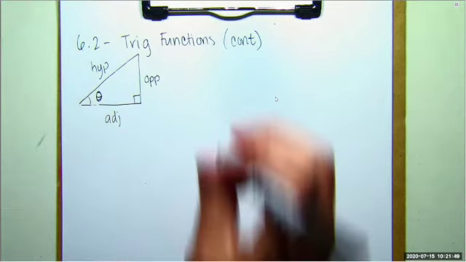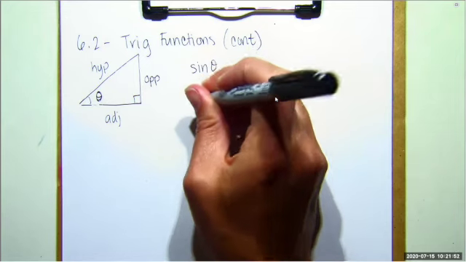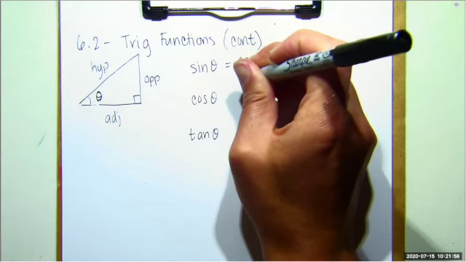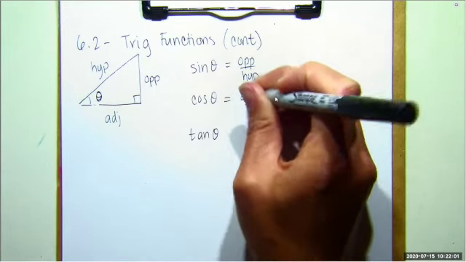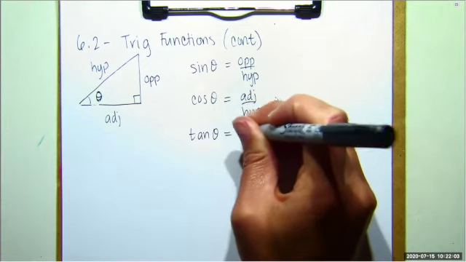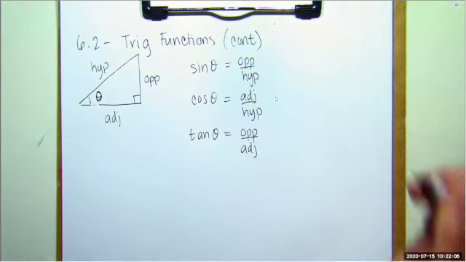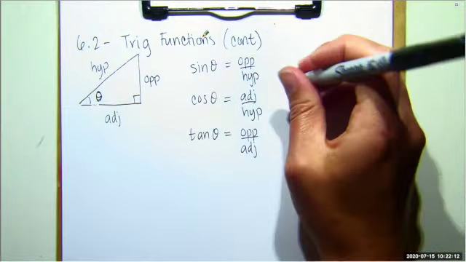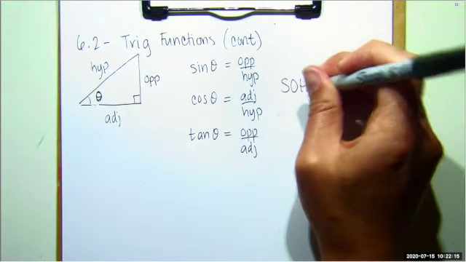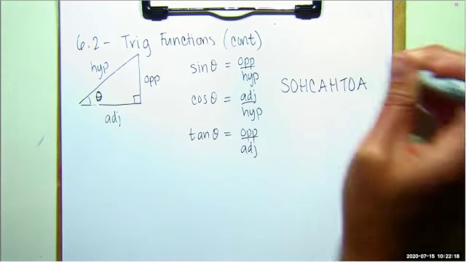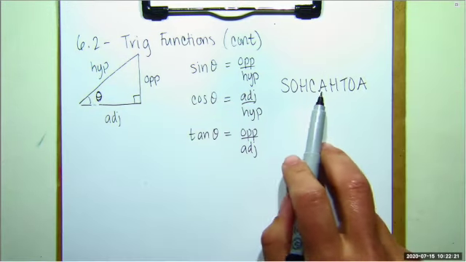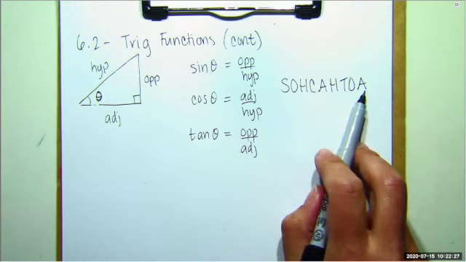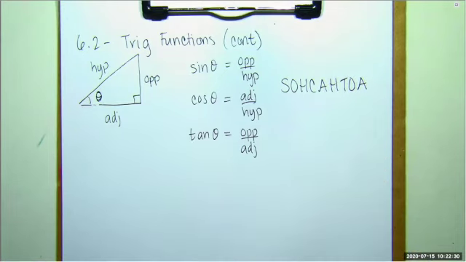We had 3 basic trig functions: sine of theta, cosine of theta, tangent of theta. Sine is defined as opposite over hypotenuse. Cosine is defined as adjacent over hypotenuse. And tangent is defined as opposite over adjacent. Okay, so our mnemonic for remembering this is SOH CAH TOA. So there's a little brief review of what we did last class. We also had some reciprocal functions, which were sine, cosine, and tangent flipped over, the reciprocals.